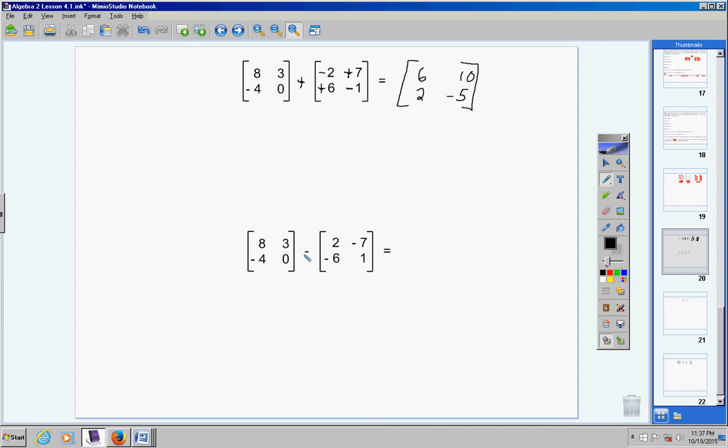Some students like to keep the negative sign here. I have no problem with that. Just be very careful with your signs. They go like this. 8 minus 2. Now be careful here. 3 minus a negative 7. 3 minus a negative 7 is 3 plus 7. Okay? 3 minus a negative 7 is 3 plus 7, which gives you 10.